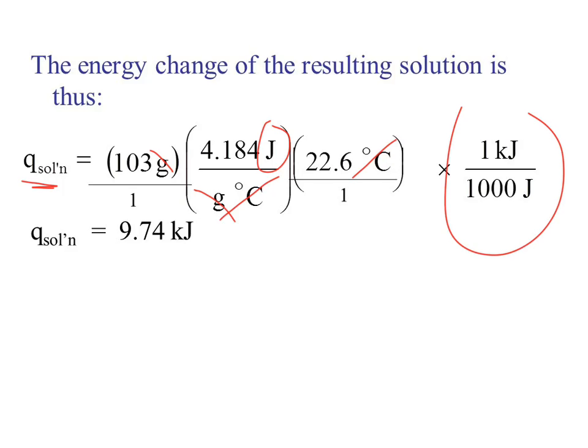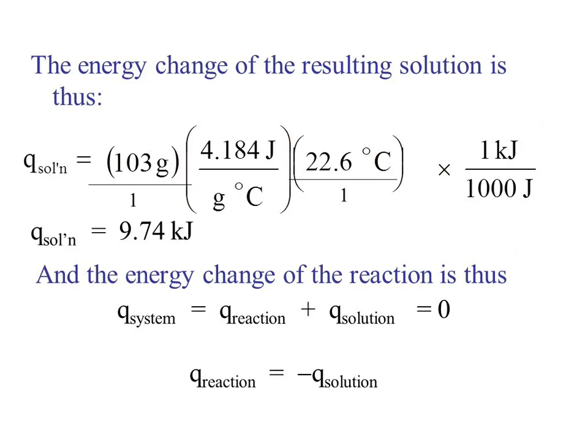We're far from done. Sometimes students will miss the step where Q of the reaction is equal to negative Q of the solution. I need to see that somewhere, even though you are so close to going ahead and making that statement. You need to show me so I know you understand, and you would want to show your boss that that's how you got that. So of course now Q of the reaction is equal to negative 9.74 kilojoules of energy. So that was how much energy was released given that quantity of magnesium and that amount of HCl.